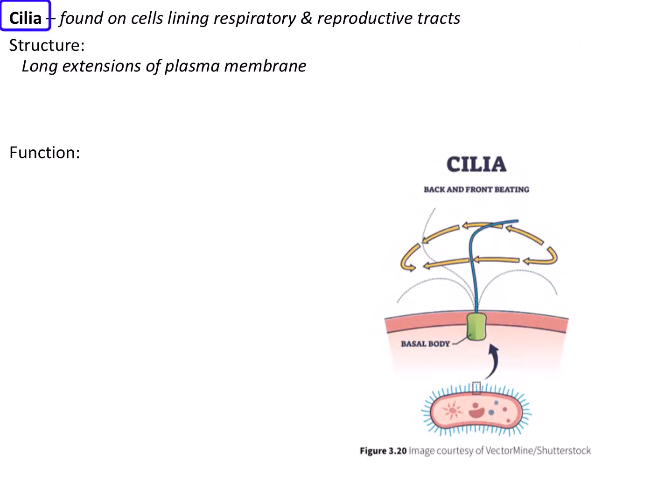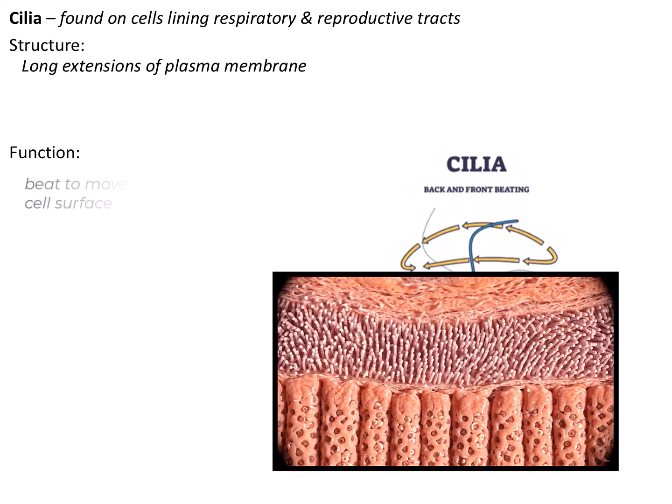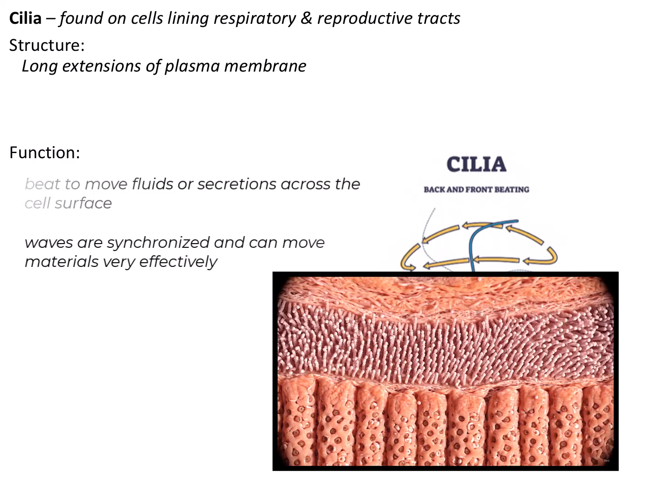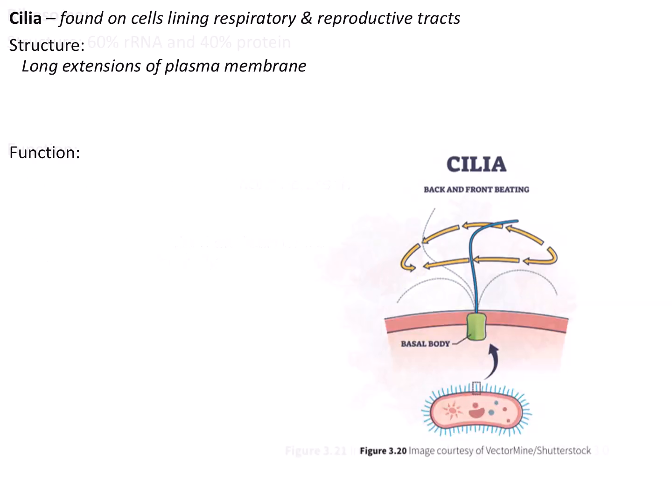Cilia are structures found on cells lining the respiratory and reproductive tracts. Their structure is a long extension of the plasma membrane and are supported by microtubules that extend into the cilia. Their function is to move fluids or secretions across the surface. They create synchronized waves and can move materials very effectively.